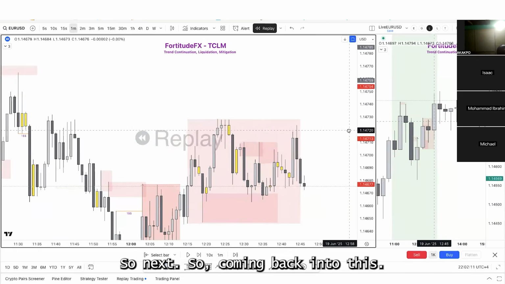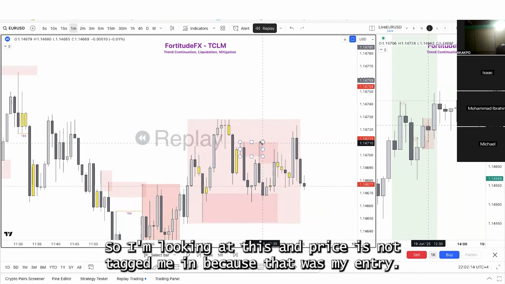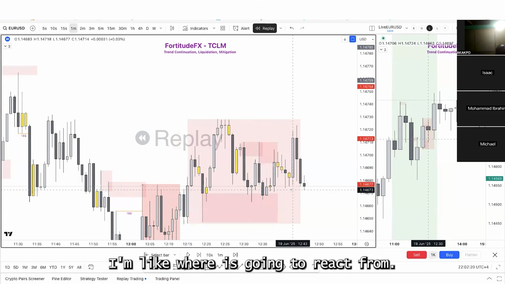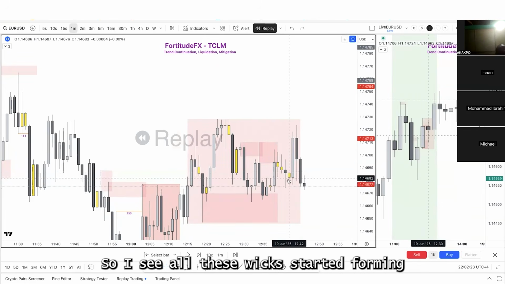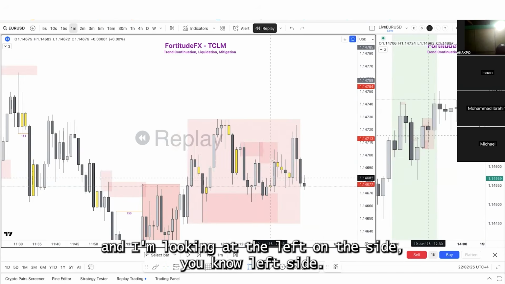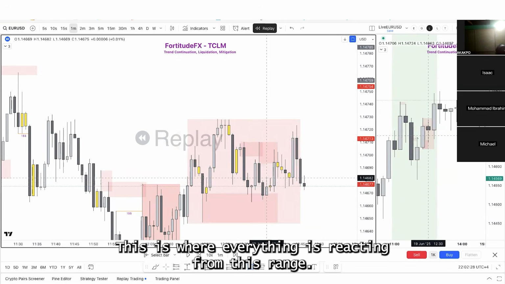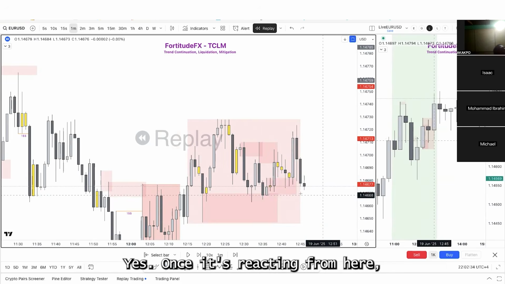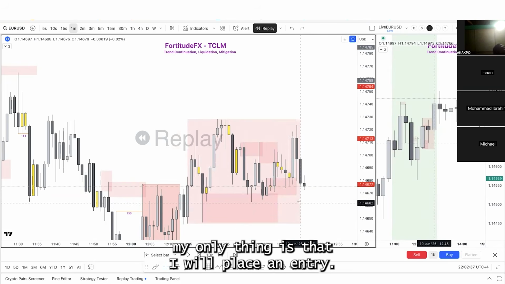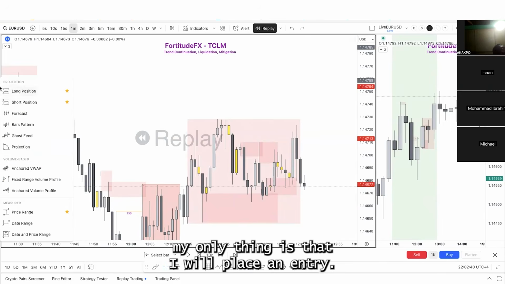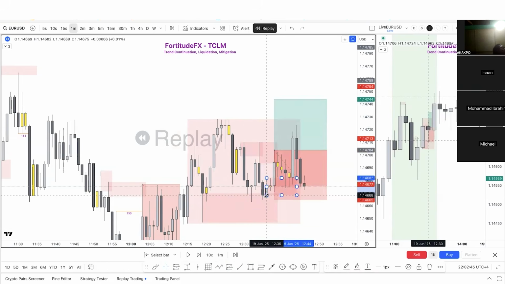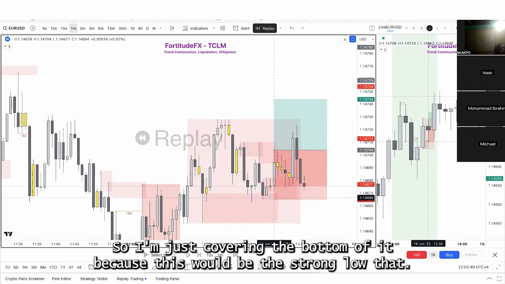So next, coming back into this, I'm looking at this, and price has not tagged me in, because that was my entry. It pulled away from it, and I'm still waiting. I'm like, where is it going to react from? I see all these wicks started forming, and I'm looking at the left side. This is where everything is reacting from, this range. Once it's reacting from here, I will place an entry if this top breaks, and I will place the stop at the low over here, just covering the bottom of it, because this would be the strong low there.